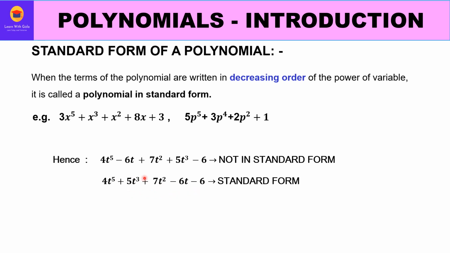So over here 5, 3, 2, 1 and 0. As I told, even the constant has a power, where x is raised to power 0 and anything raised to power 0 is 1. So we are not writing x raised to power 0, but it is there, right? Power is 0. So such types of polynomials which are written according to the decreasing order of the power of the variable are known as standard form, right?